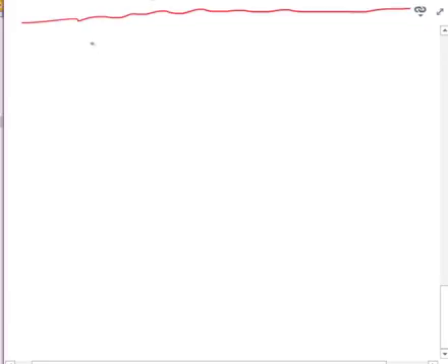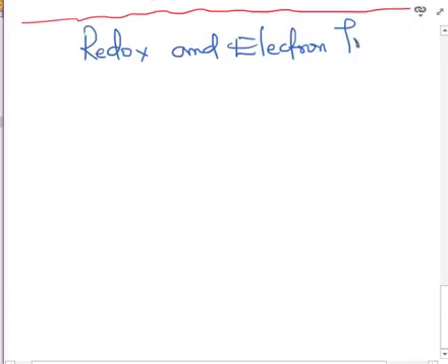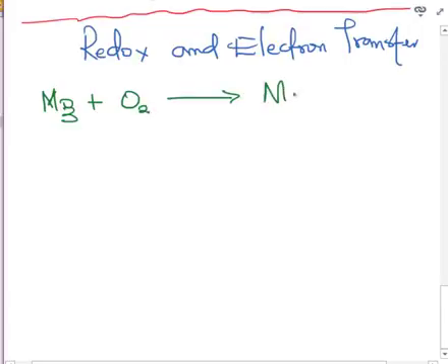So today we want to talk about redox and electron transfer. So I will use those examples we used the other time so we can understand how electron is moving from one reactant to another reactant, or how it moves from a reactant to form product. So I will take burning of magnesium again. Mg, magnesium, reacts with oxygen to form magnesium oxide.